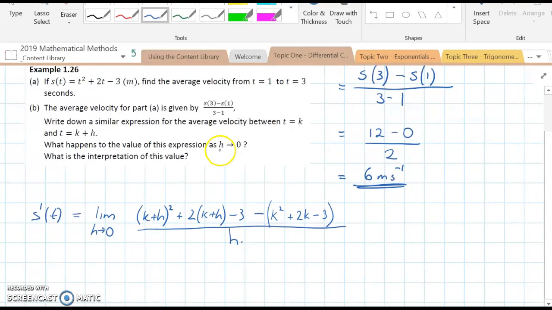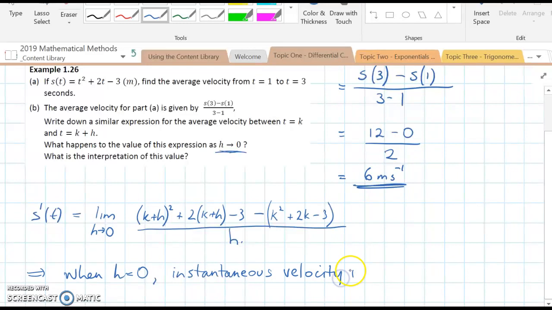Again, we're trying to identify where h approaches 0, so the interpretation is that when h equals 0, instantaneous velocity is found, as opposed to what we did back up here, where an average velocity is found across the 2-second interval. If we use the calculus concept and we let h approach 0, we're finding an instantaneous rate, or instantaneous velocity.